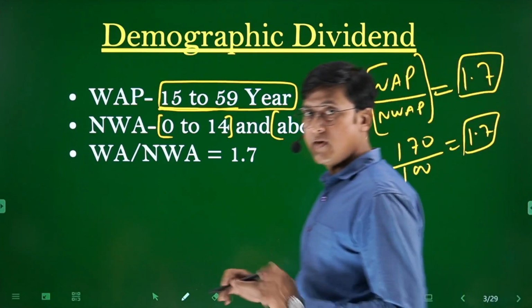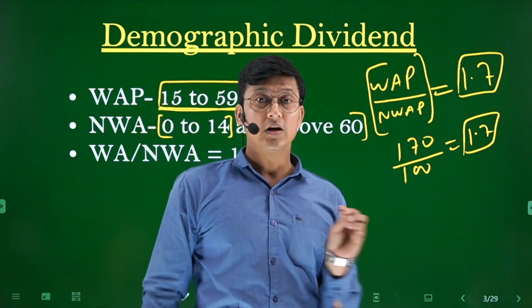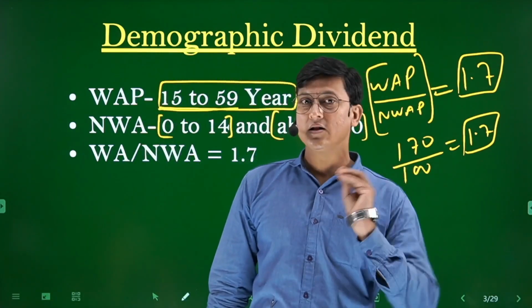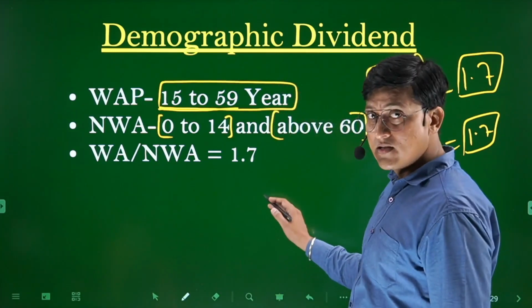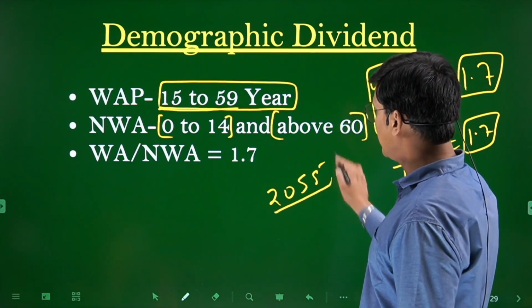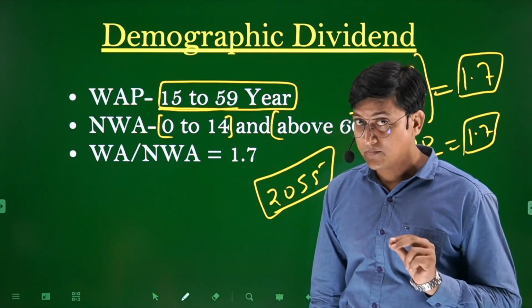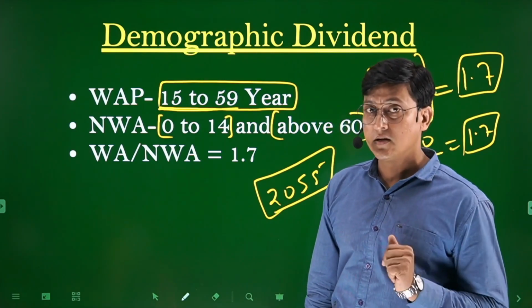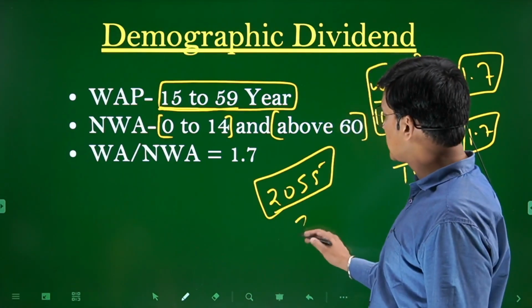So in India, we have already entered the era of demographic dividend. We have just entered this era, and till 2055, we shall be in this era only. This is the golden period of India because of the demographic dividend. China is going to lose its demographic dividend in 2031.